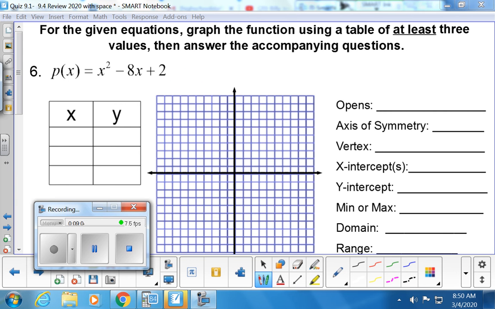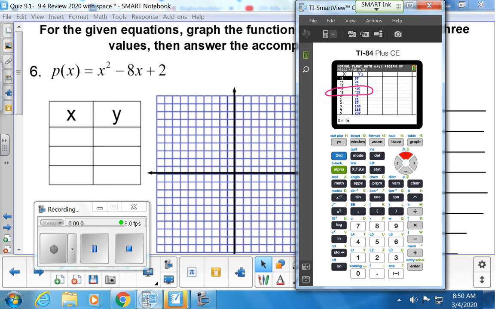All right, we've arrived at a graphing problem, and you're not going to have Desmos, so everybody head to their handheld TI-84. Let's get this in and make a table for ourselves. Hopefully we can find our vertex from the table. So x squared minus 8x plus 2.